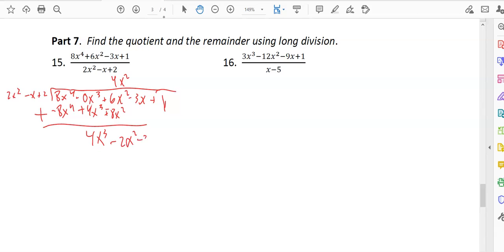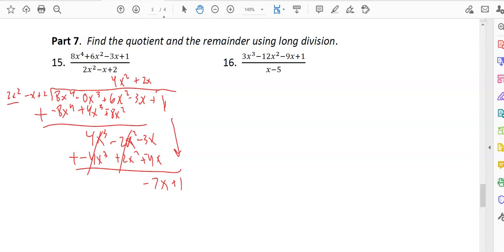Bring down the next term, minus 3x. That's an x there. 2 times 2 is that, so plus 2x. That's a 2 there. 4x cubed minus 2x squared plus 4x, I think. Yeah, plus times plus, okay. So we subtract that, which means I'm going to subtract each term. Okay, so that's interesting. This goes away, this goes away. So this is going to be negative 7x, bring down the next term, plus 1.